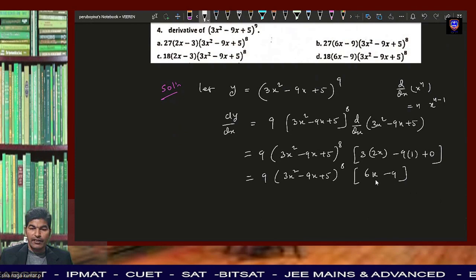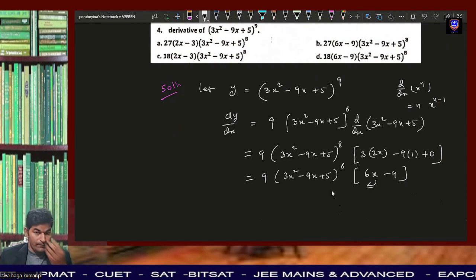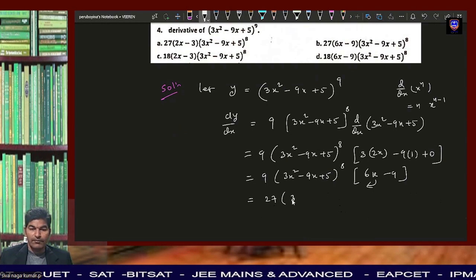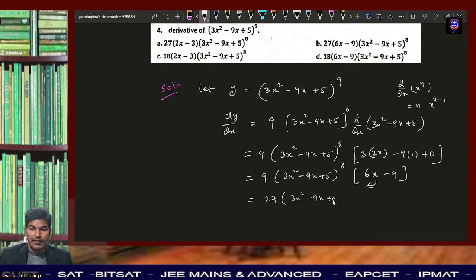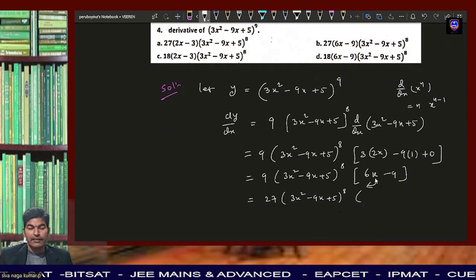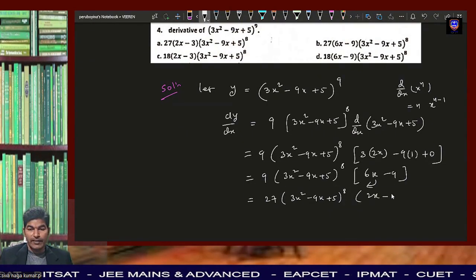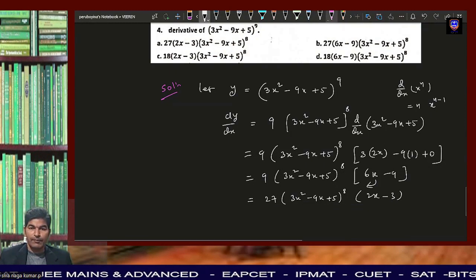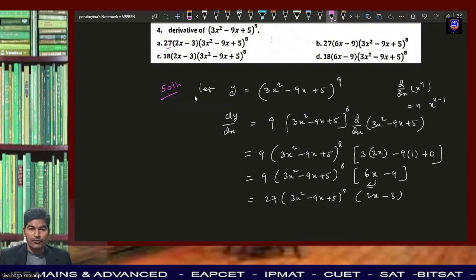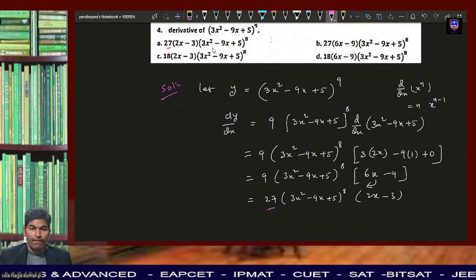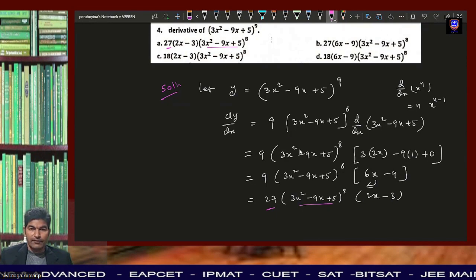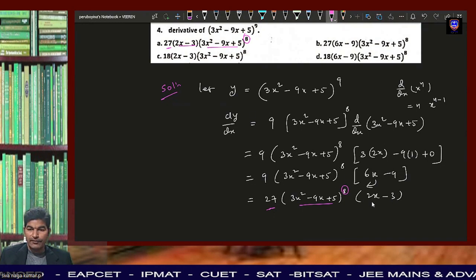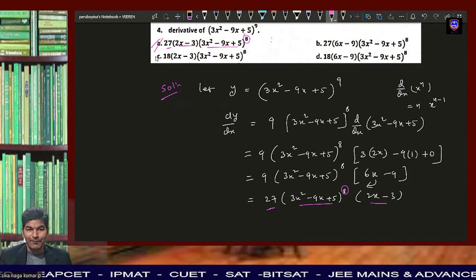Here also you can take 3 as a common factor. So 9 3s are 27 now. So 3x square minus 9x plus 5 whole power 8, 3 was already taken from here, so 2x minus 3. Now check for the answer which option is correct. Maybe first option. Look at the first option: 27, 3x square minus 9x plus 5 whole power 8, and 2x minus 3. Same to same. So option A is correct.